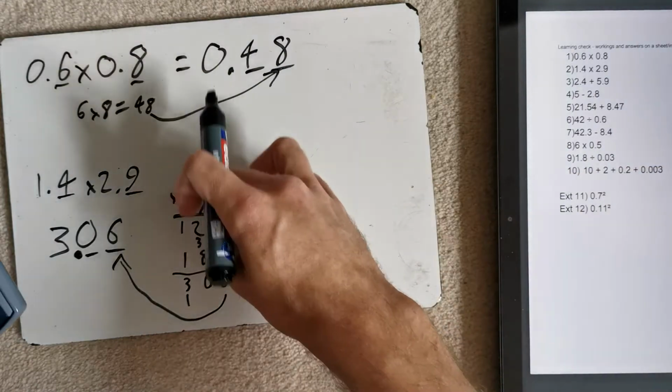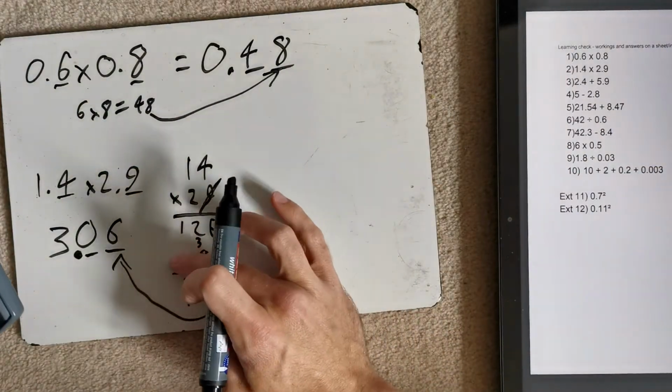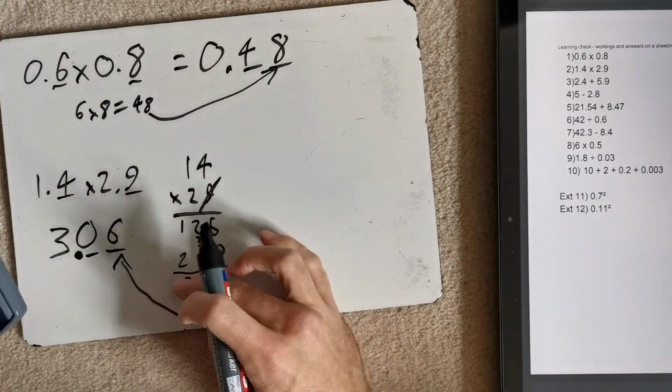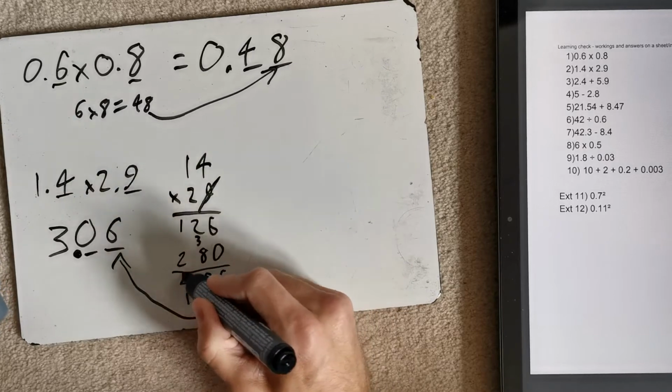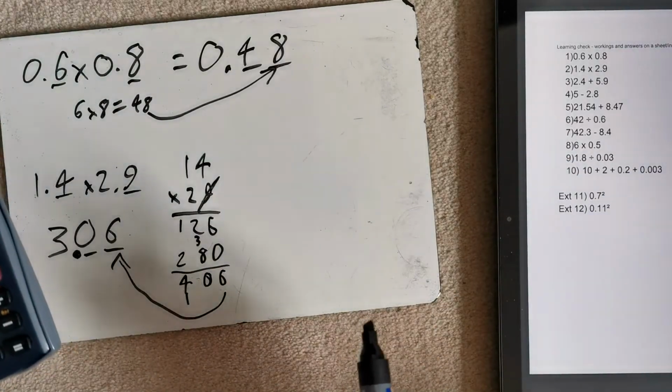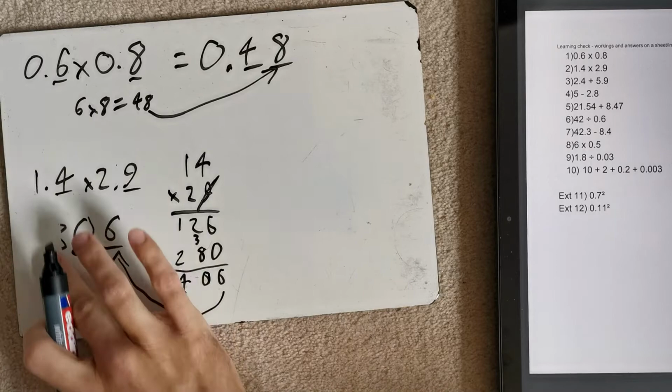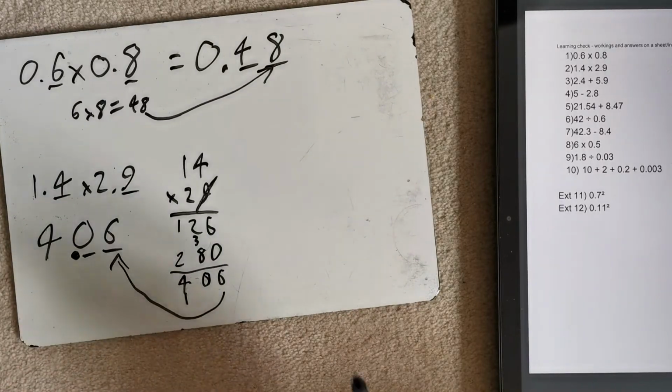I am an idiot because 1 times 2 is, of course, 2. What an absolute wally. Okay. I'm glad I made that mistake so you don't have to, though. 4.06. Okay. Right, next one.